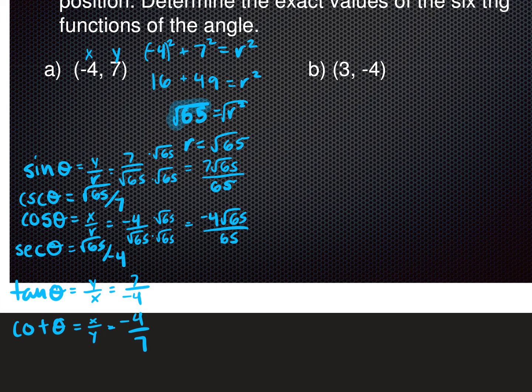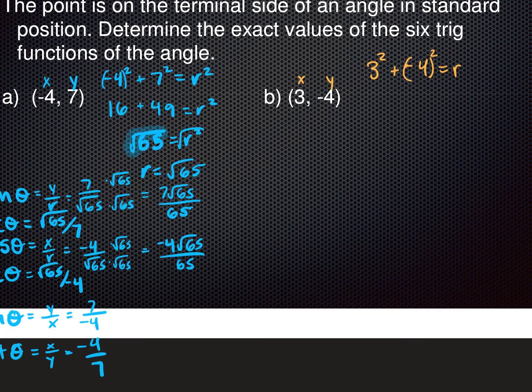For b, I'm going to do the same. This is my x, y. To find r, we use the Pythagorean theorem. So 3 squared plus negative 4 squared is equal to r squared. So 9 plus 16 is equal to r squared. So r squared is 25. We would take the square root of both sides. R is 5. So let's plug it in.